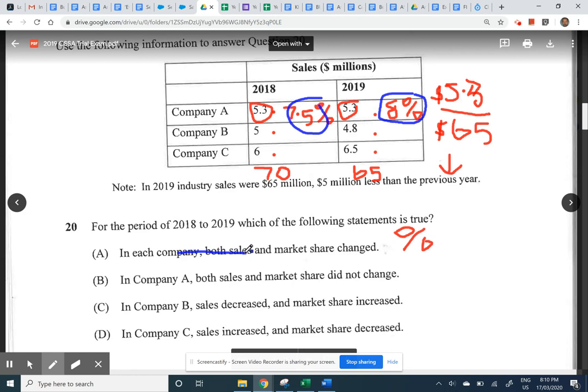Okay? So if you go through each, you'll be able to calculate market share and make a comparison. All right, so have a go and come back to me.